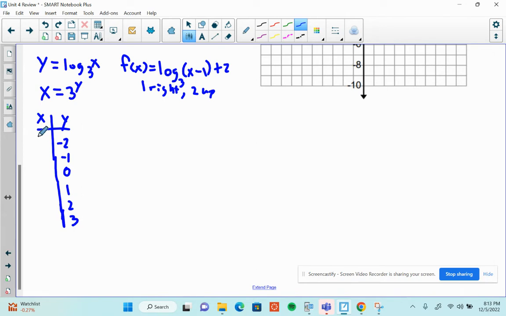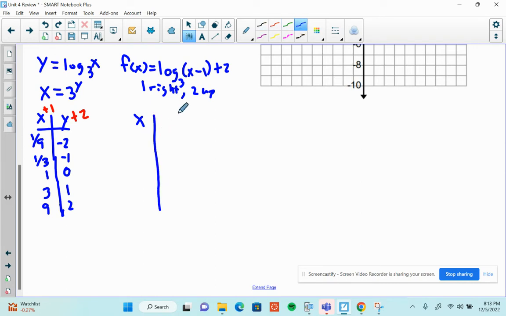If I put in -2 for y, I get 3 to the -2, which is 1/9. -1 gets me 1/3. 3 to the 0 power is 1. 3 to the 1 power is 3. 3 to the 2 power is 9. And I think we're far enough. Okay, then what we do is we're going to add 1 to all the x's because we're moving it to the right. We're going to add 2 to all the y's because we're moving it up.